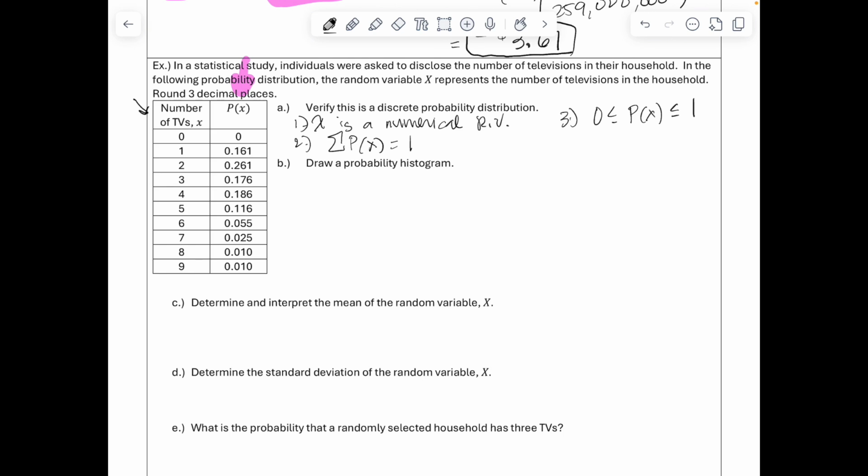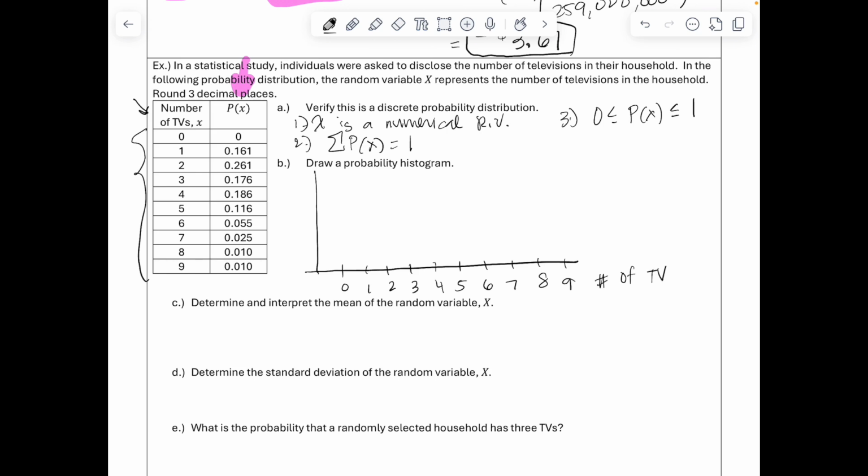Part B says to draw a probability histogram. Remember, with histograms, our bars are going to touch. On the horizontal axis, we have our random variable, which starts at 0 and goes up to 9. Try to space these equally as best you can. Once you have this written out, make sure you label your axes. This is talking about the number of TVs. The vertical axis is going to represent our probability.